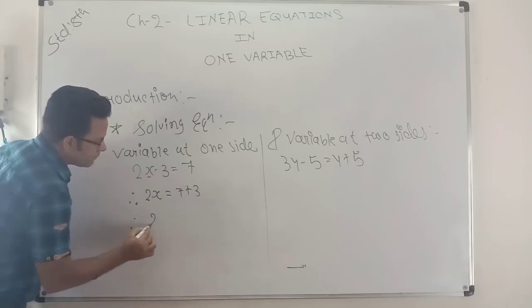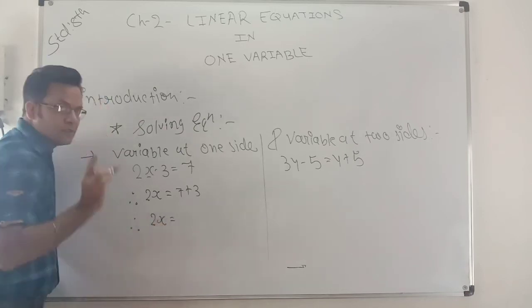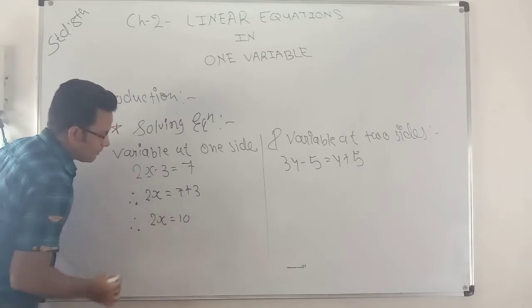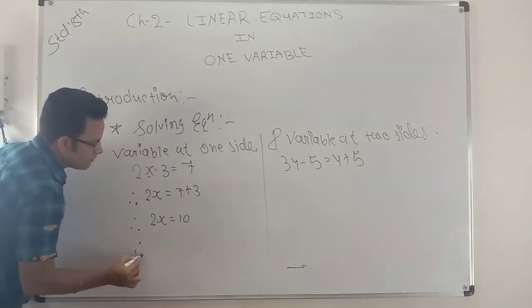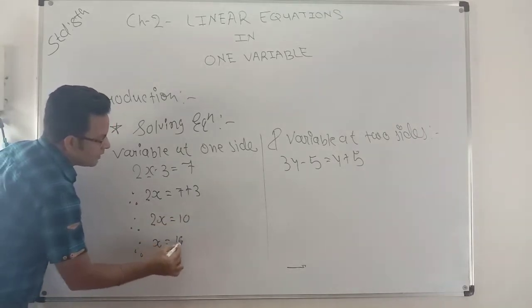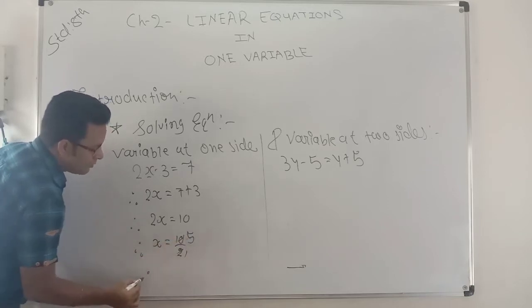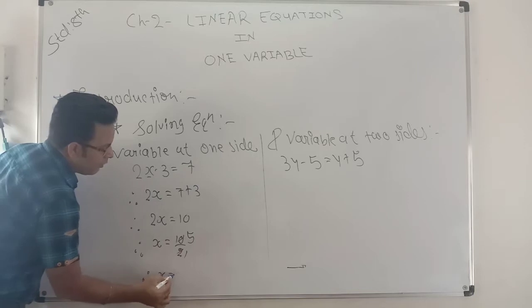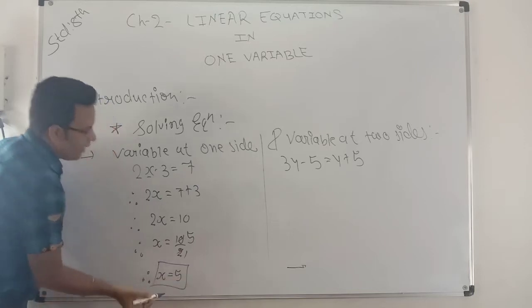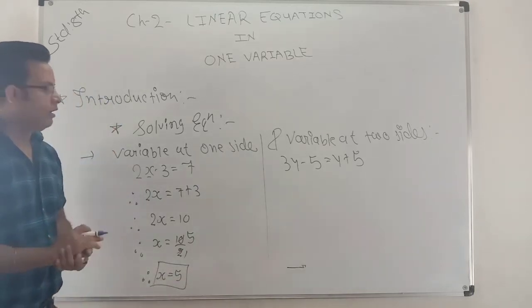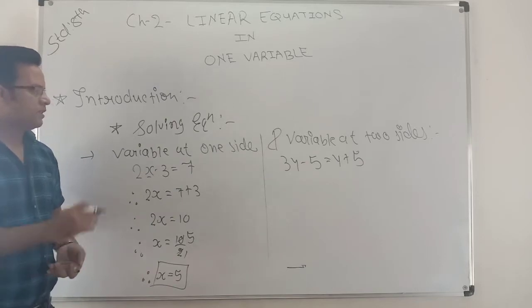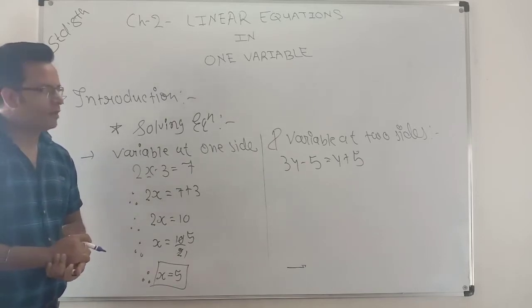Therefore, 2x is equal to 7 plus 3, which means 10. And therefore x is equal to 10 by 2. Two 5s are 10. So here you got the value of x, that is 5. This is the way you have to solve the equation when the one variable is given on one side.